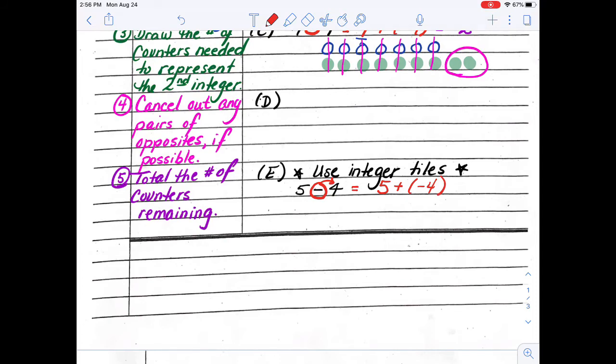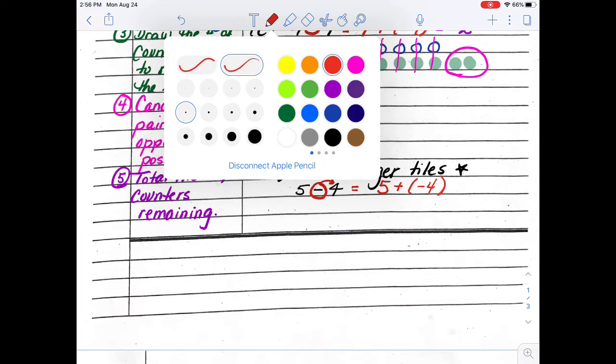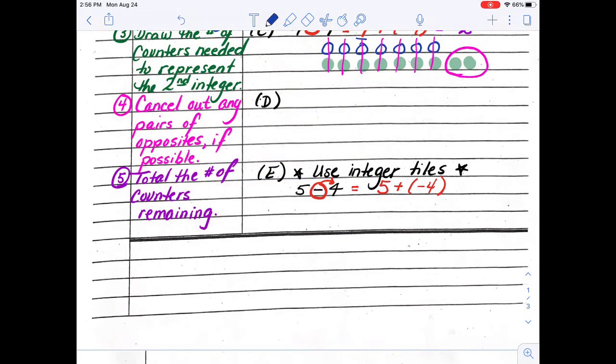Now here's the difference. When you're doing integer tiles, you don't use the round counters. You're using your positive and negative signs. So my first integer is a positive 5. So I want 5 positive signs. Those are called integer tiles. My second number right here is negative 4. So I want 4 negative tiles.